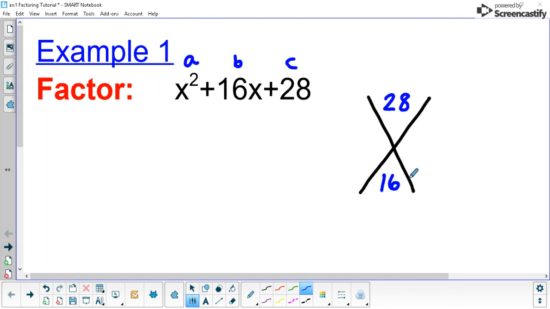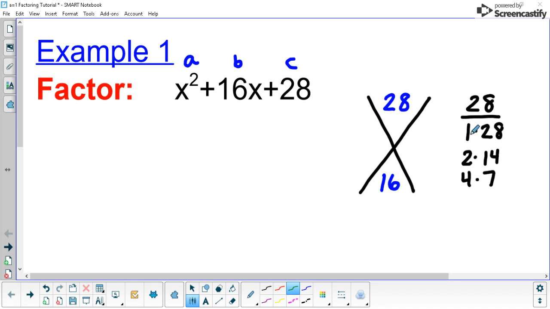So now we need to figure out how to get two numbers that are going to multiply to get 28, but also add or subtract to get 16. So off to the side, I'm going to rewrite 28, and I'm going to list its factors. So we are going to write the numbers that multiply to get to 28. So we have 1 times 28, 2 times 14, and 4 times 7. These are the three different options we have.